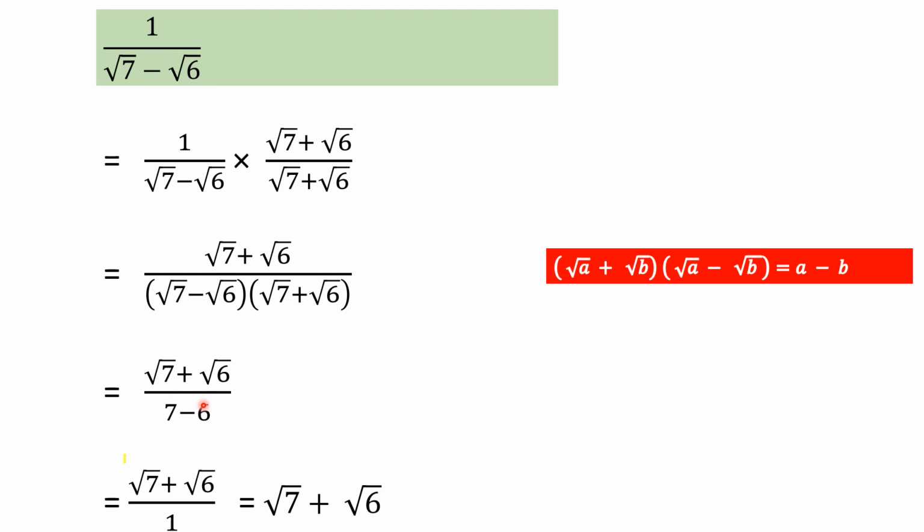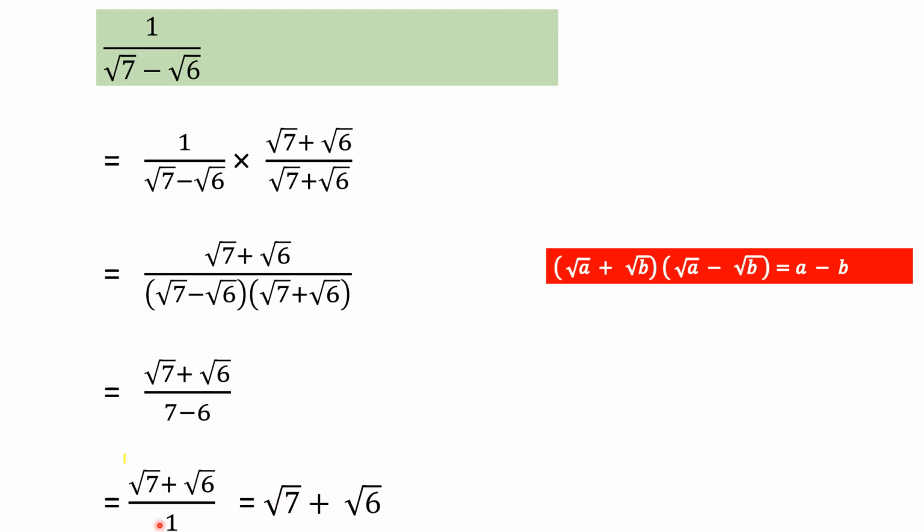Now root 7 plus root 6 will remain the same, and 7 minus 6 is definitely 1. So we can write this as root 7 plus root 6 divided by 1, which is root 7 plus root 6 itself. Why? Because any number divided by 1 is that number itself. 3 by 1 is 3. 5 by 1 is 5, right? So likewise, root 7 plus root 6 by 1 is root 7 plus root 6. So that is how we got this.